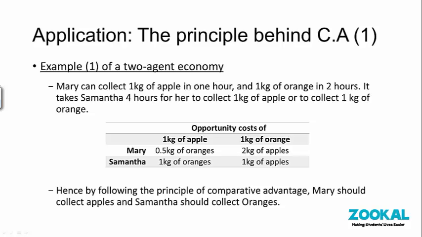So remember that the principle of comparative advantage states that you must take the action with the lowest opportunity cost. So that means that Mary should specialize in collecting apples over oranges, and Samantha should specialize in collecting oranges over apples, regardless of the fact that Mary would take fewer hours in producing both goods than Samantha.